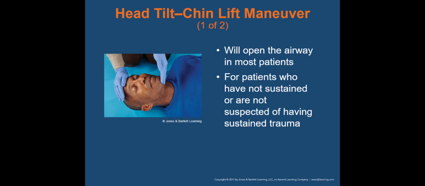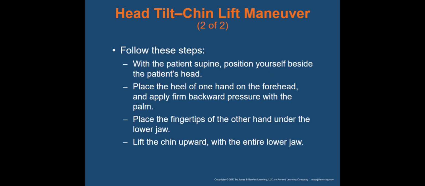The head tilt chin lift maneuver is the one that we use the most to lift patients' tongues off the back of the oropharynx. So we tilt the head back and lift up the chin. If a patient has or is suspected of having sustained a spinal injury, then we do what's called a modified jaw thrust. We don't do the head tilt chin lift because that could certainly exacerbate any type of spinal trauma.